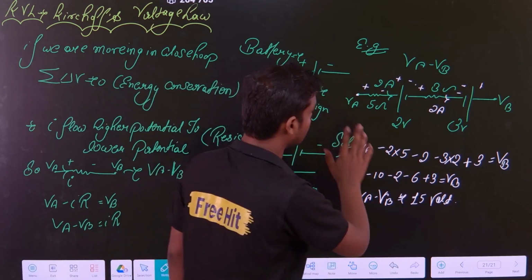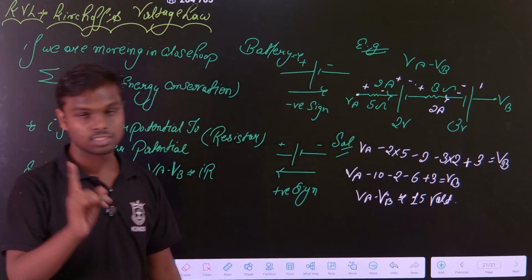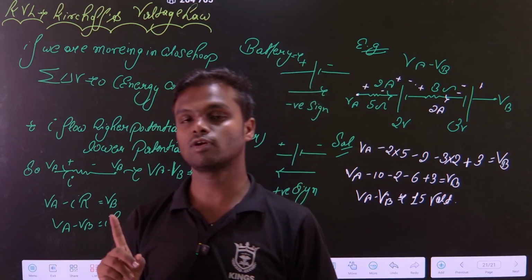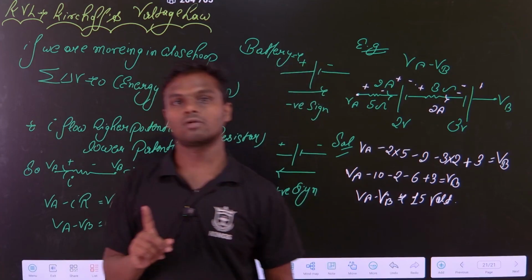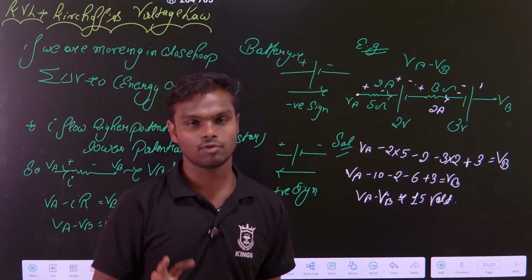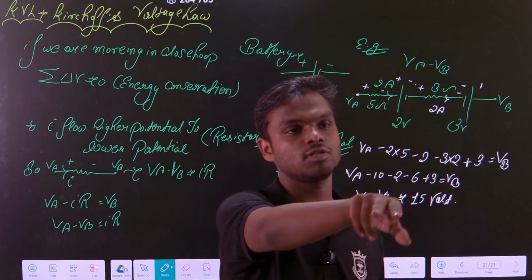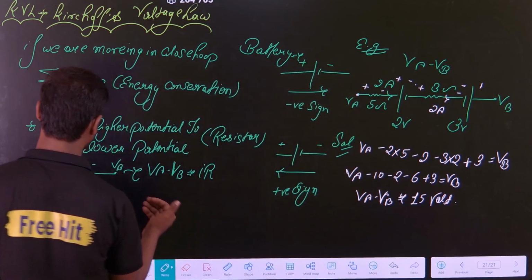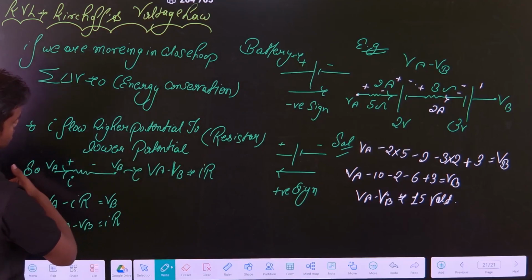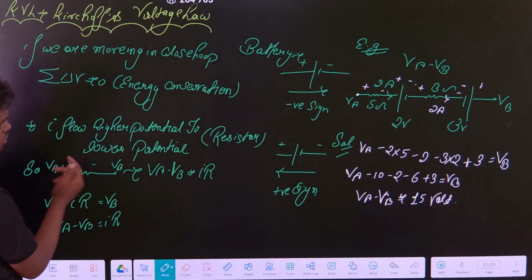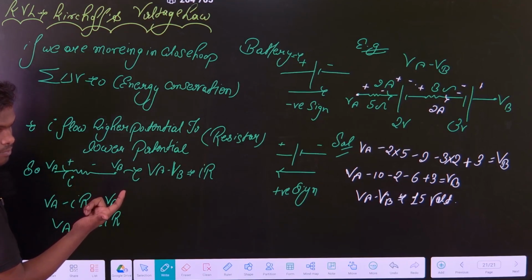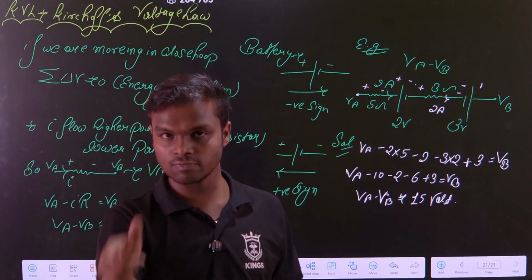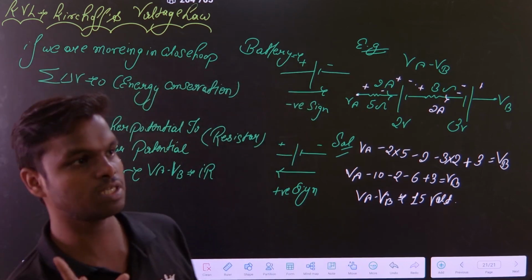Basically, simply what you have to do, you have to follow these 3 steps. See, for a battery, how do you decide whether it is positive sign or negative sign? You have to see whether you are going into the positive terminal or negative terminal. If suppose the current we are going in this manner, then we are going from minus to plus, so we will take plus sign here. So it depends upon in which direction we are going, but the concept is always the same.